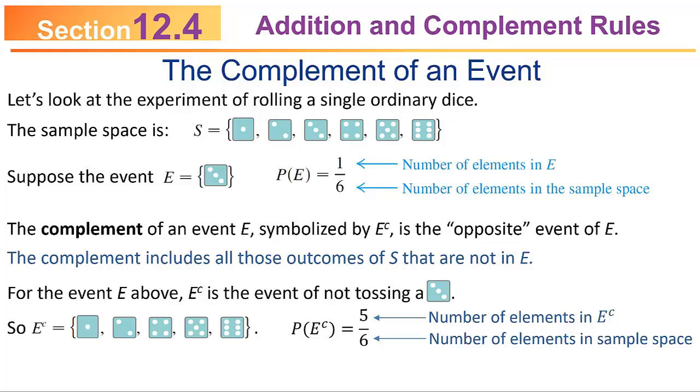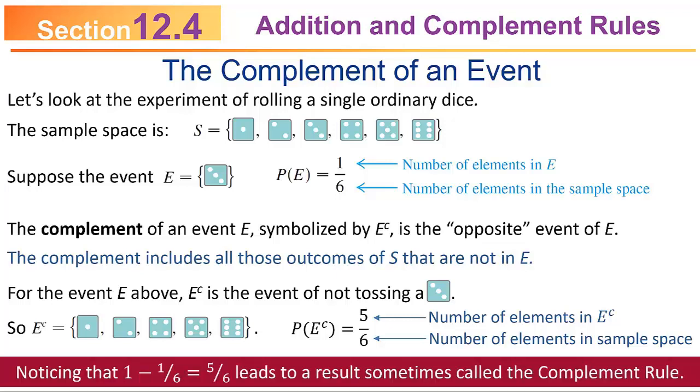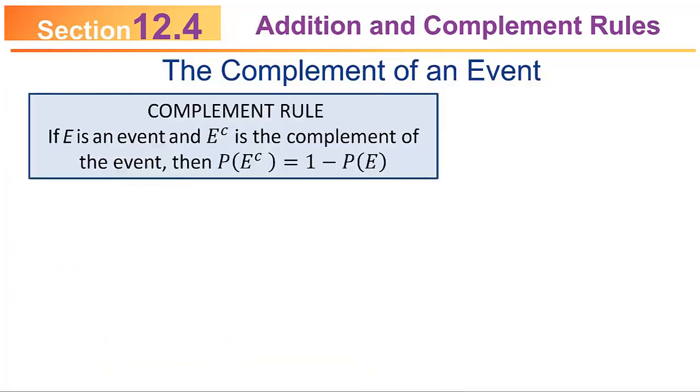And notice that the probability of getting a 3 is 1/6, and the probability of not getting a 3 is 5/6. And that's not a coincidence. That's what the complement rule says. It simply says if you know the probability of an event and you want to know the probability of the complement of the event, you just say 1 minus the probability of E.